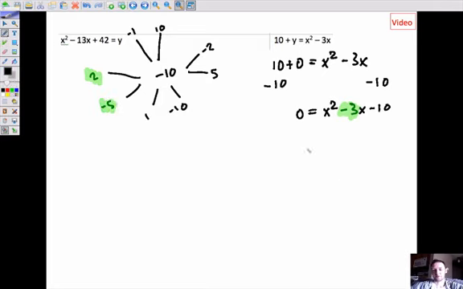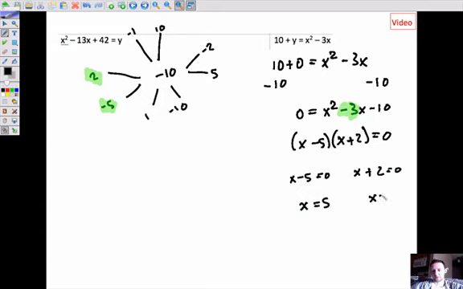So my factored form is (x minus 5)(x plus 2) equals 0. Then using zero product property, x minus 5 equals 0, x equals 5, x equals negative 2, and there's my answer. All right.